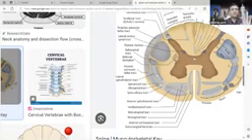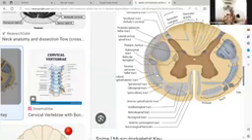You have to remember the names of the different tracts, or the different contents of the spinal cord, and their functions only. Don't go into that much detail. Just remember this diagram of the spinal cord, the transverse section.